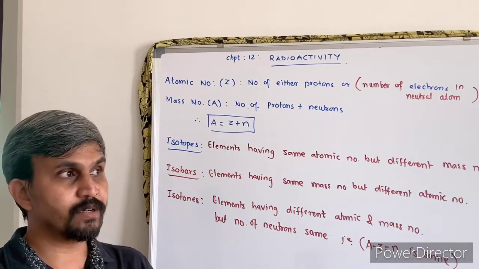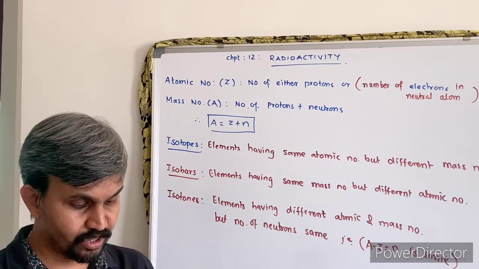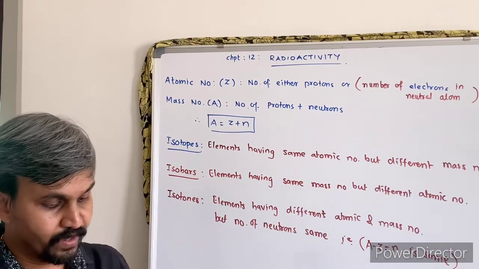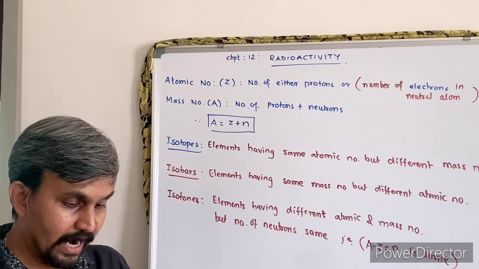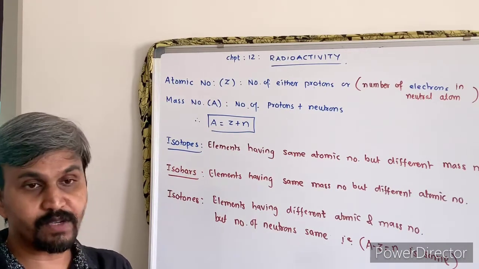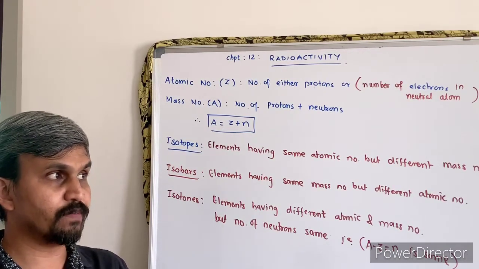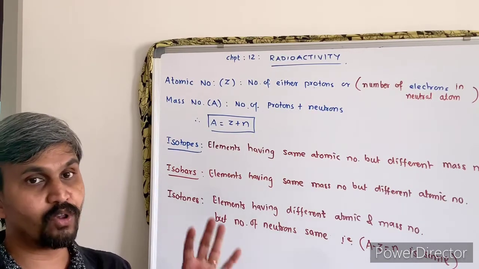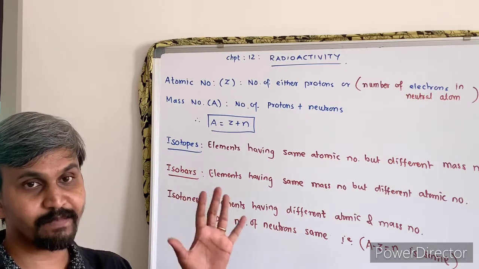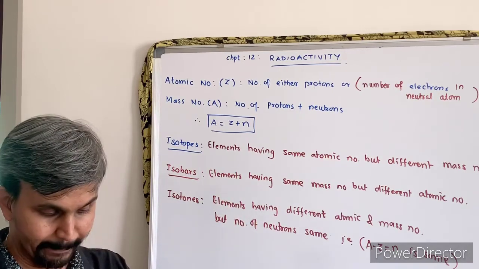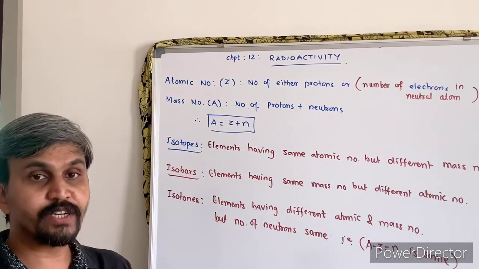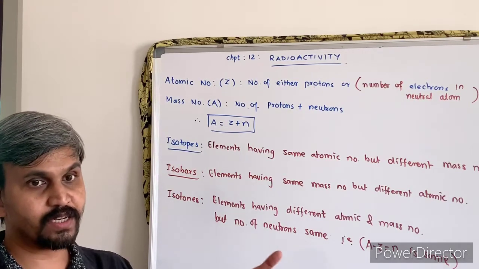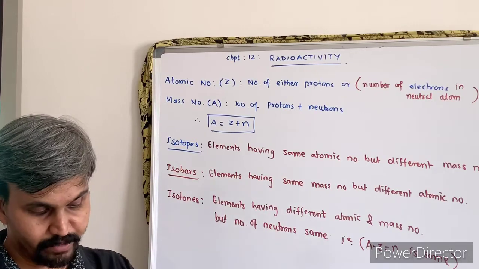Now this definition says the substances which disintegrate by the spontaneous emission of radiation are called radioactive substances. Generally uranium, thorium, actinium, polonium, radium, all these are examples of radioactive elements. Now what are natural radioactive elements? The elements having atomic number 82 onwards are generally naturally radioactive elements.